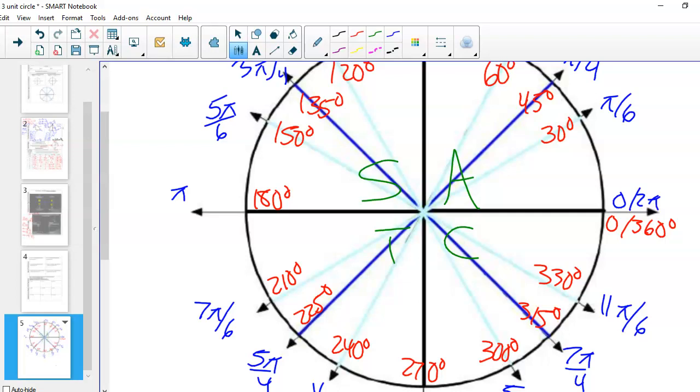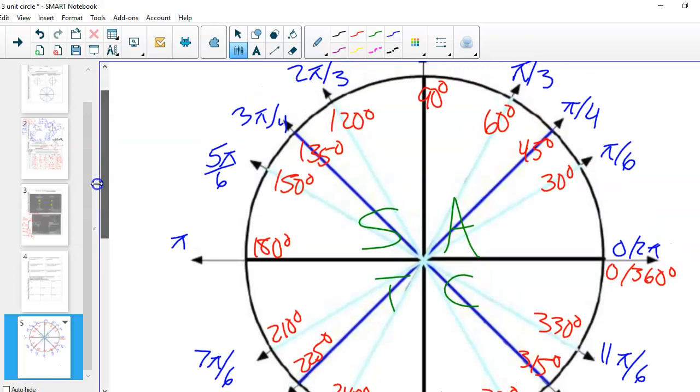Somewhere in this, put the letters A, S, T, C. Remember that if you went counterclockwise, all of your angles are now negative. It starts with A and it goes to S and then to T and C: Astc.